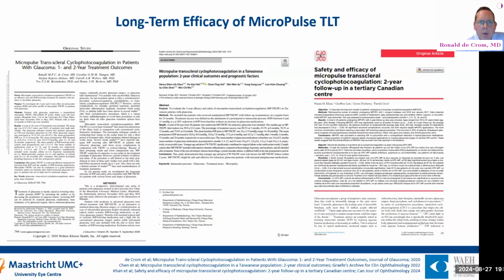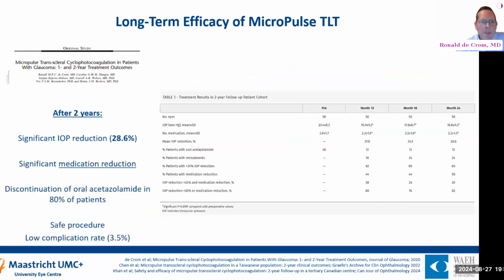Another study was done by Chen et al. in a Taiwanese population, and Kan et al. published the outcomes of 2-year follow-up in a Canadian population. If we look at these 3 studies, we can see that in our own population study, after 2 years, we still found a very good IOP reduction of almost 30%, together with a very significant medication reduction.